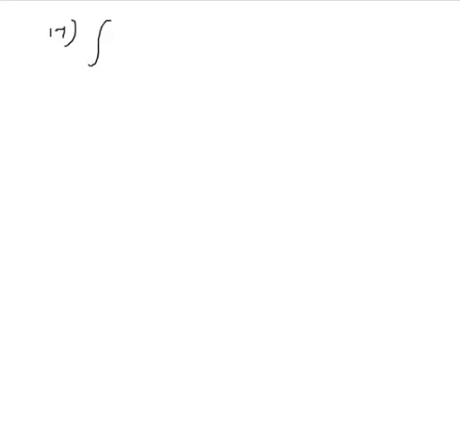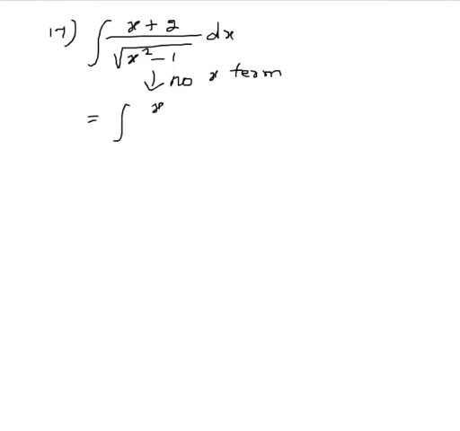Question 17. Integral of (x plus 2) divided by root of (x square minus 1) dx. If you notice, there is no x term here. So we have to use that note method. We need not find a and b. The first step need not be done. Directly we will split this into two integrals.